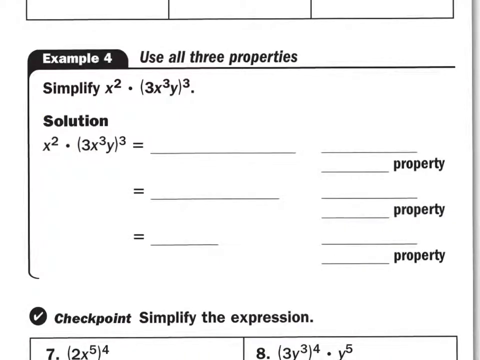And in example 4, we're going to use all 3 properties within the same product, within the same problem. So x squared times 3x cubed y, all of that cubed. First thing I'm going to do is break all of these into separate pieces, and I'm going to take the power of a product, this right here, and simplify that part. So I have the x squared out in front, but then I'm going to cube the 3. I'm going to take the x cubed and cube it, and I'm going to cube the y. And that is the power of a product property.